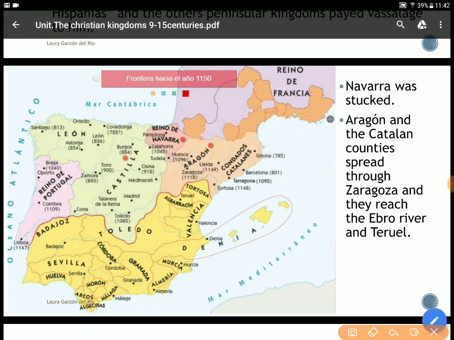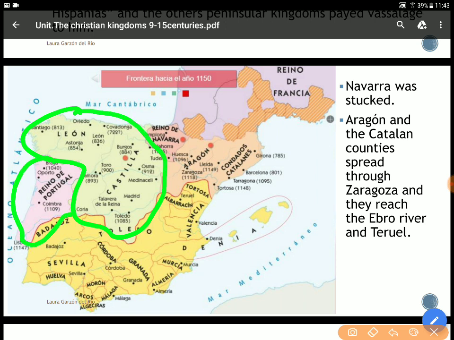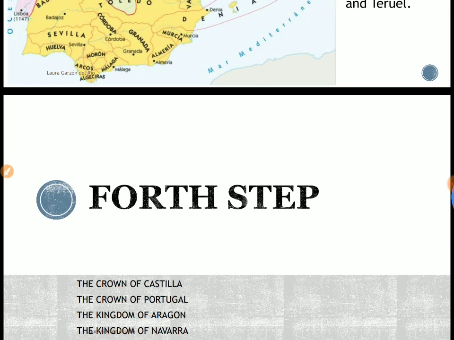We have the Kingdom of Castilla and León, which is unified. We have the Kingdom of Portugal that appeared here. We have that the Kingdom of Navarra, excuse me, is stuck. They cannot move south. And now we are going to see how Aragon and the Catalan counties are trying to move south through the Ebro River.